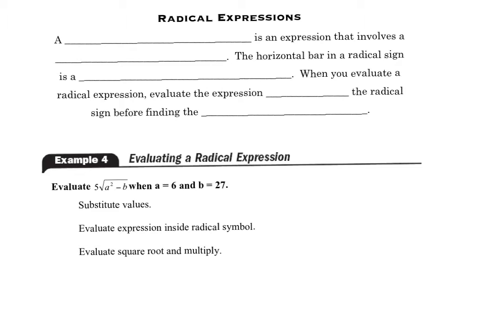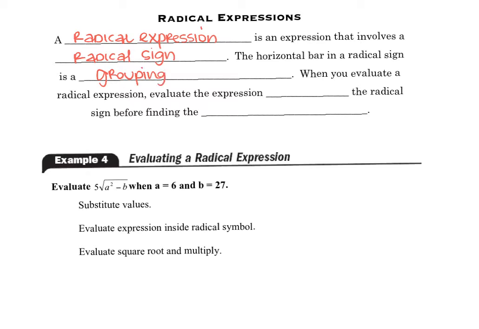So quick review, an expression is something that does not have an equal sign, so we can either simplify or evaluate an expression. So a radical expression is an expression that involves a radical sign. And remember that a radical sign is just another name for the square root sign. So a radical expression is one that has a square root sign. The horizontal bar of a radical sign is a grouping symbol.